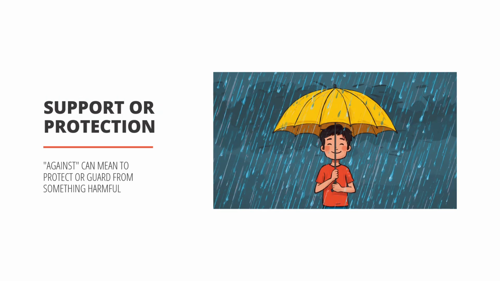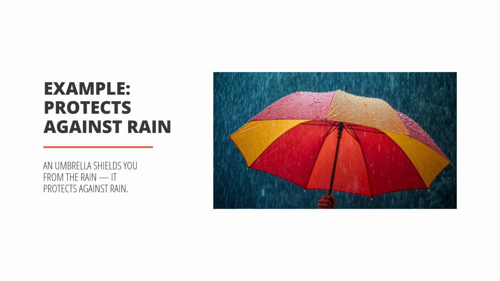Against can also mean protection. When something protects against danger, it keeps you safe. An umbrella protects you from rain. Here is an example. The umbrella protects against rain. The rain cannot touch you because the umbrella blocks it.